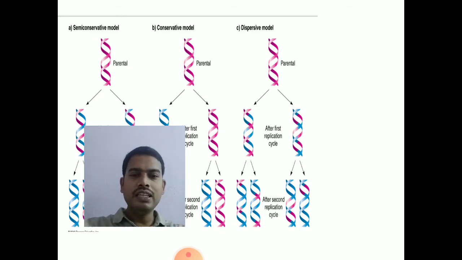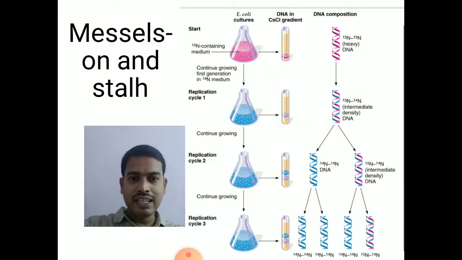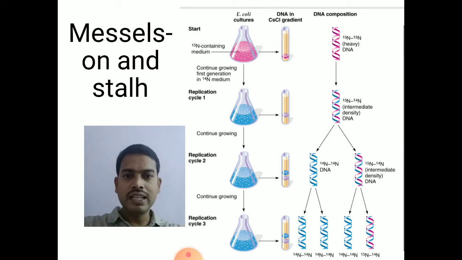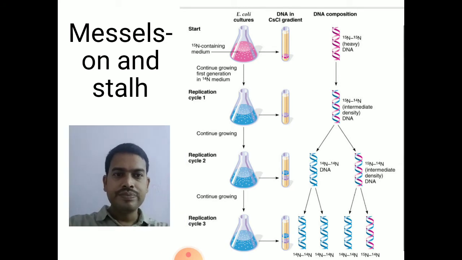Among these three types of DNA replication, the semi-conservative mode is the widely accepted method of DNA replication, and it was proved by Meselson and Stahl with their experiments with E. coli cultures. So it is also called the Meselson and Stahl experiment. This is the Meselson and Stahl experiment. In the right side, the figure shows it.